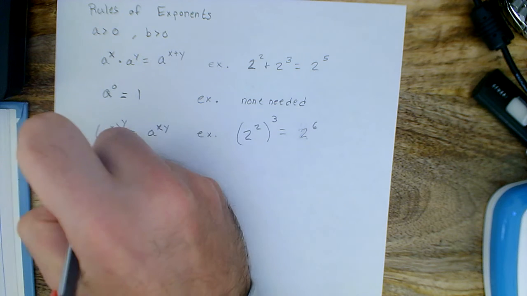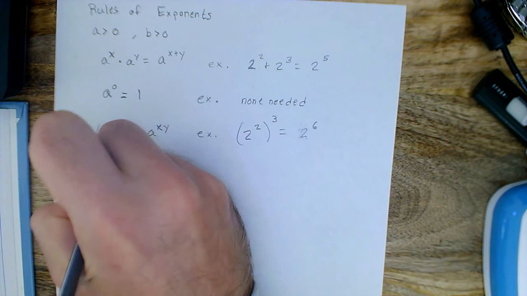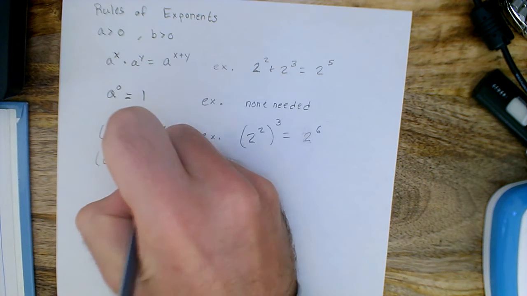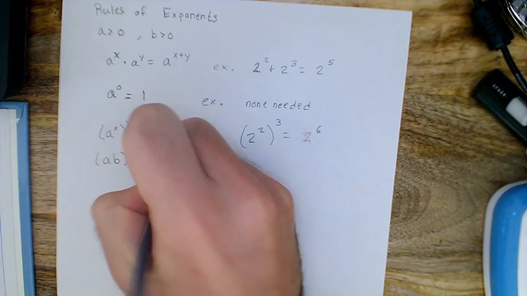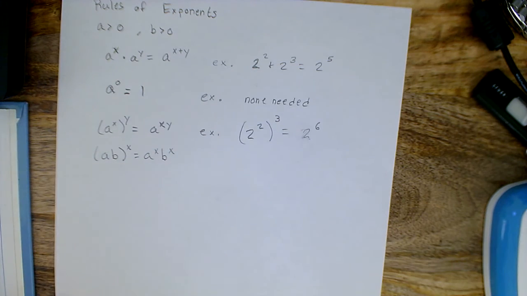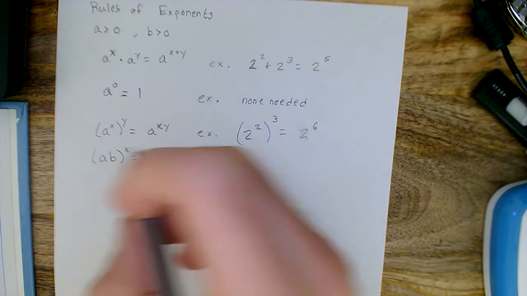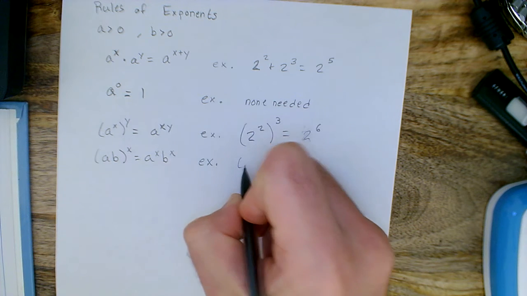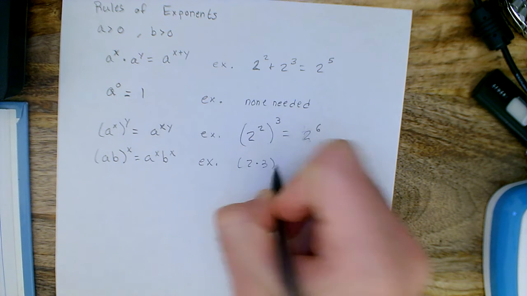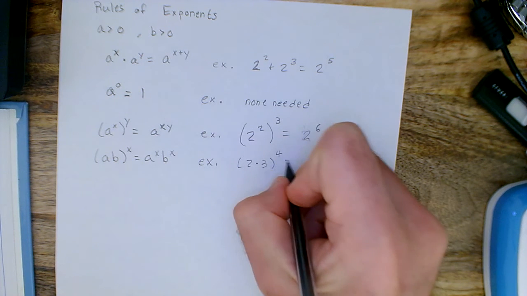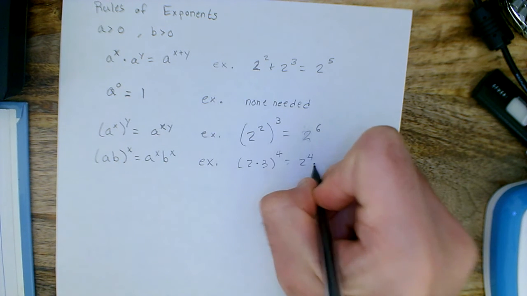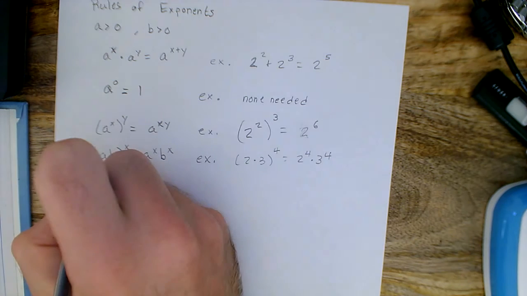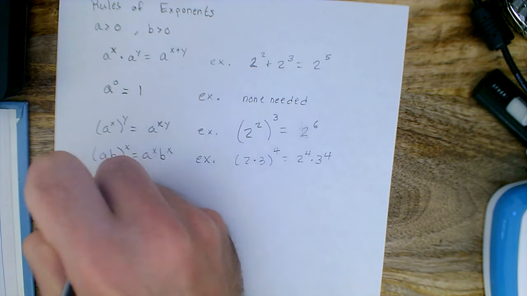Okay, another one we've seen already is a times b, two different numbers to the same exponent, is a to the x times b to the x. So here we could do 2 times 3 to the 4 is equal to 2 to the 4th times 3 to the 4th. Okay, you can do the same thing with division.